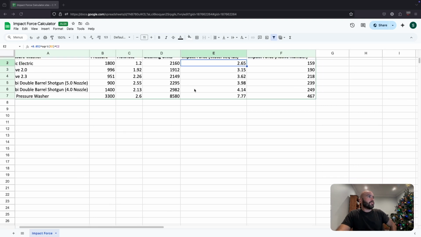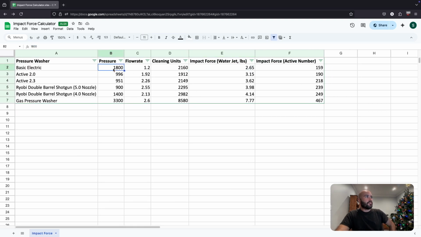And it's really funny when I look at this, because your basic electric, 1800 times 1.2, gives you 2160 cleaning units. Apparently, that has more cleaning units than an Active 2.3. All right, we know that that's not true. We know it doesn't work like that. So from now on, use impact force to determine how much cleaning power you are generating or that you need.